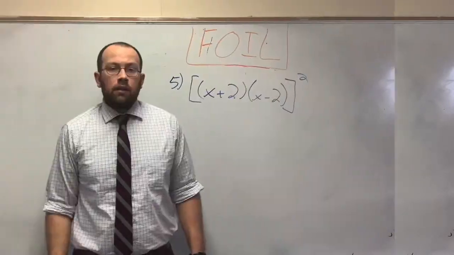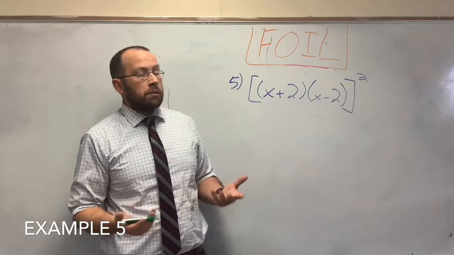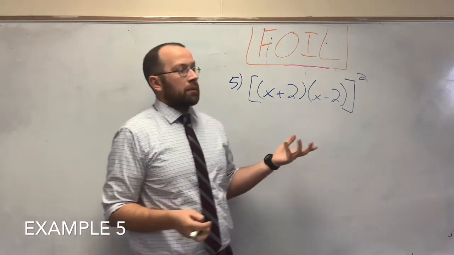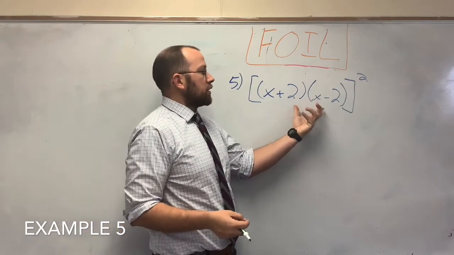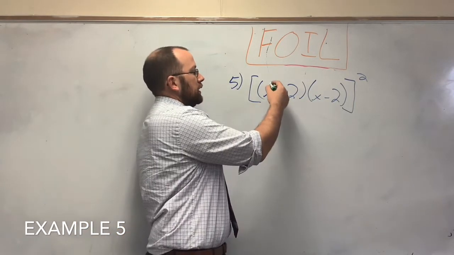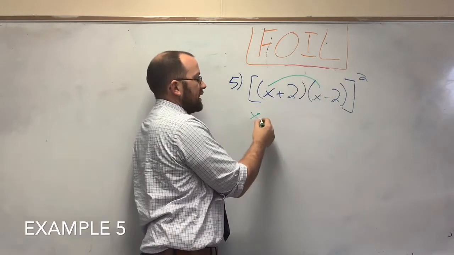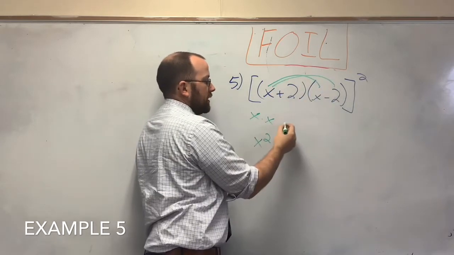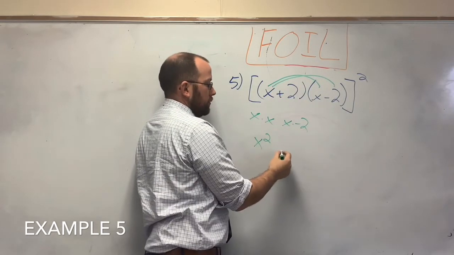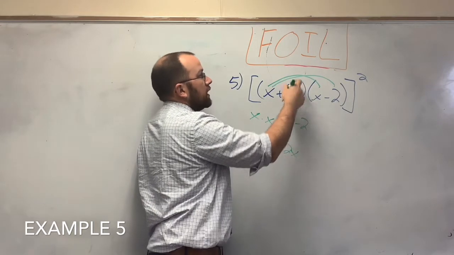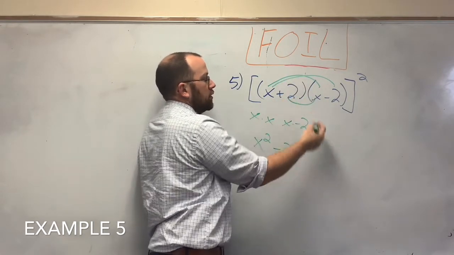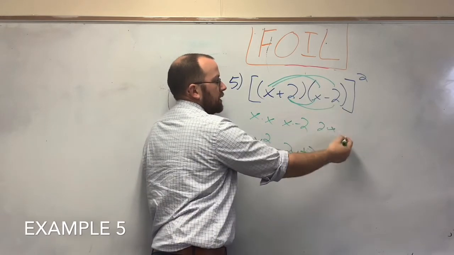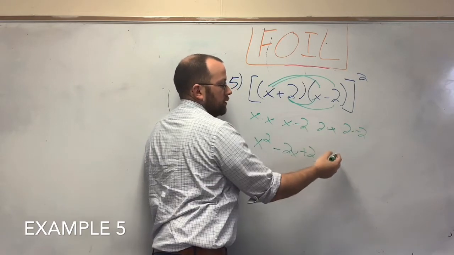There you go. All right, this is a special one. You have to remember your order of operations to do this right. With your order of operations, you do what's inside the parentheses first. So first thing we're going to do is FOIL this out. Our first is x times x, which gives us x squared. Our outsides are the x and the negative 2, which gives us negative 2x. Then our insides are the 2 times the x, which gives us positive 2x, and then 2 times the negative 2. And that gives us negative 4.